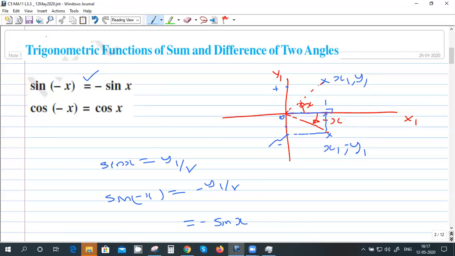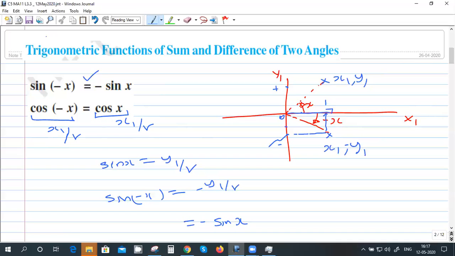Okay. Similarly, cos of x. Cos x is what? X coordinate by r, right? So cos of x is x1 by r. And cos of minus x is again the same. Coordinate does not change. So this is also equal to x1 by r. So that is why cos of minus x is same as cos x.